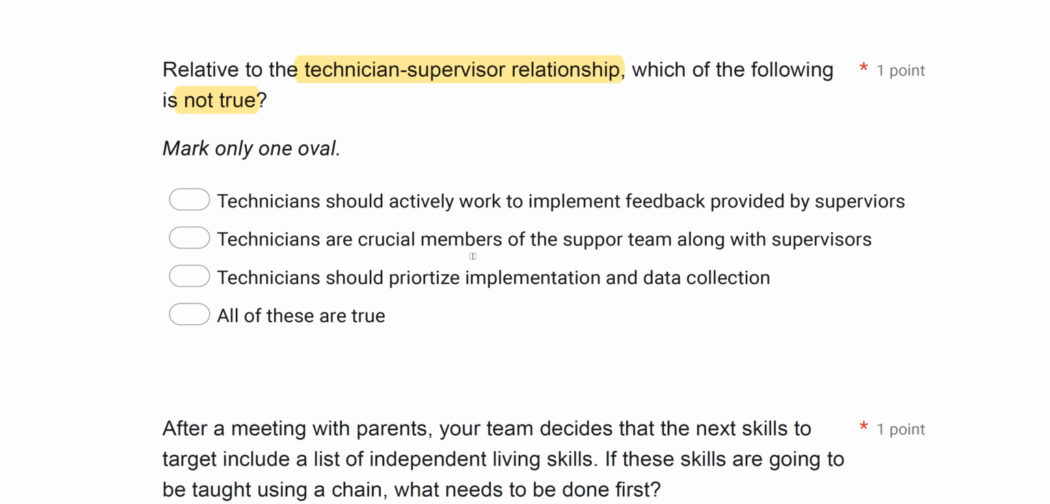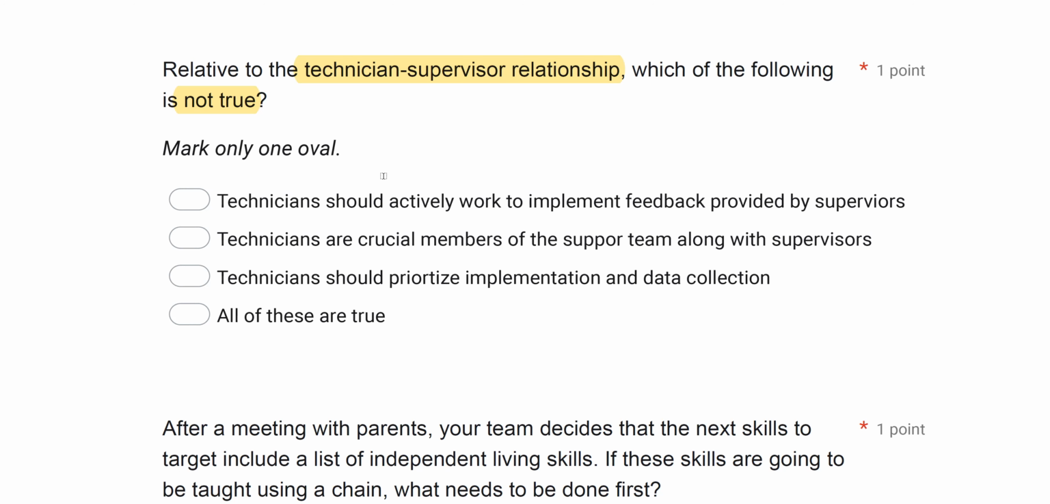B, technicians are crucial members of the support team along with supervisors. 100%. You're just as important as a team member as a supervisor. You have a vital role and you are crucial to that team. C, technicians should prioritize implementation and data collection. Yes, your number one role is implementing behavior plans, and you want to be prepared for data collection.